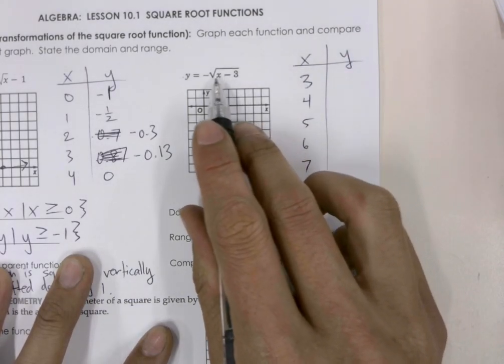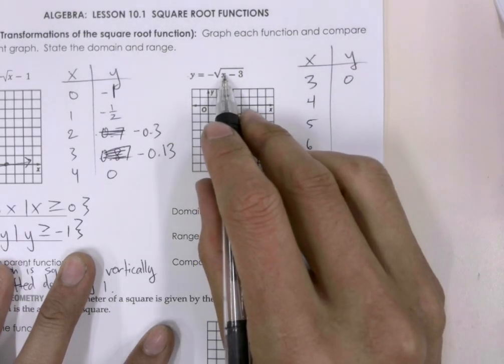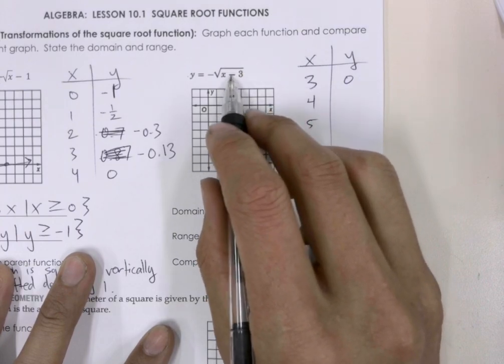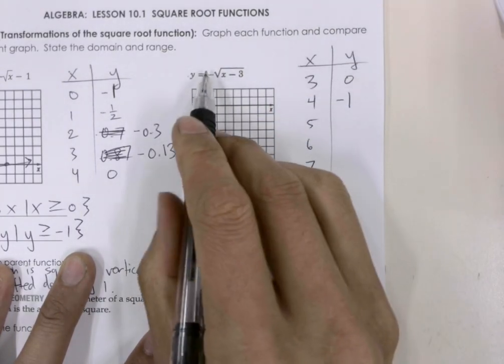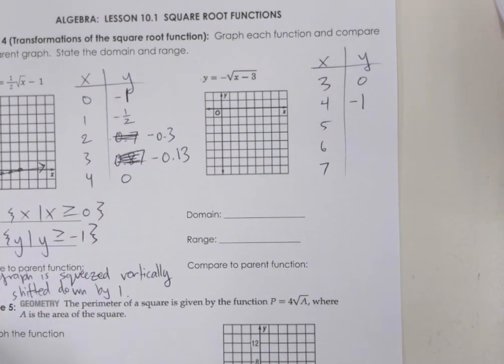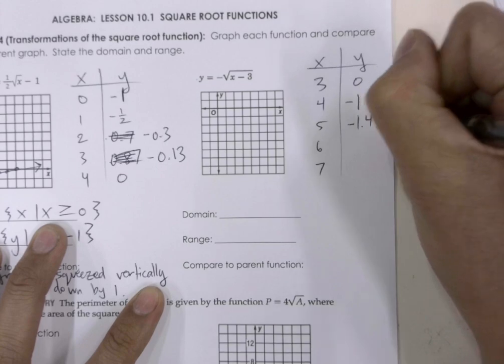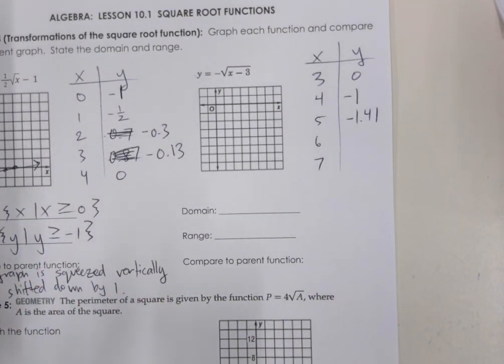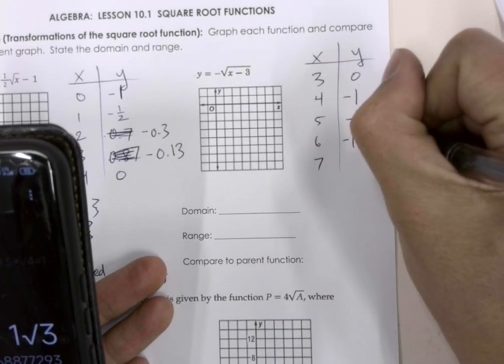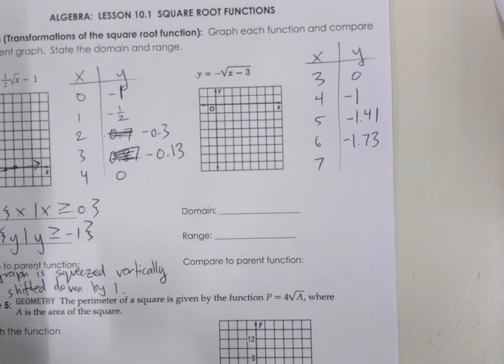So on 3, the radicand becomes 0, so square root of 0 is 0. On 4, our radicand is 1, and square root of 1 is 1, so it'll become -1 because we have a negative sign on the outside. And then if we have x is 5, we get 2, so square root of 2 is 1.41, so we'll get a -1.41. And then a 6, it'll be the square root of 3, so then it's going to be -1.73. And then for 7 minus 3 is 4, so square root of 4 is 2, so it's going to be -2. So let's go ahead and graph it out.